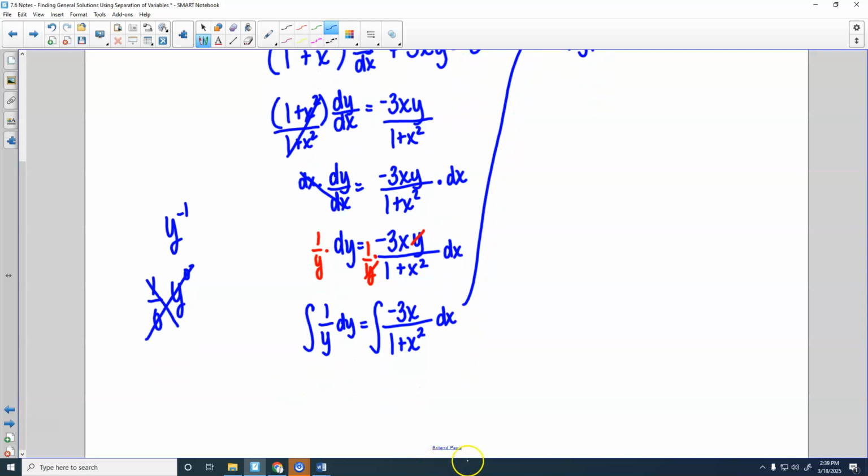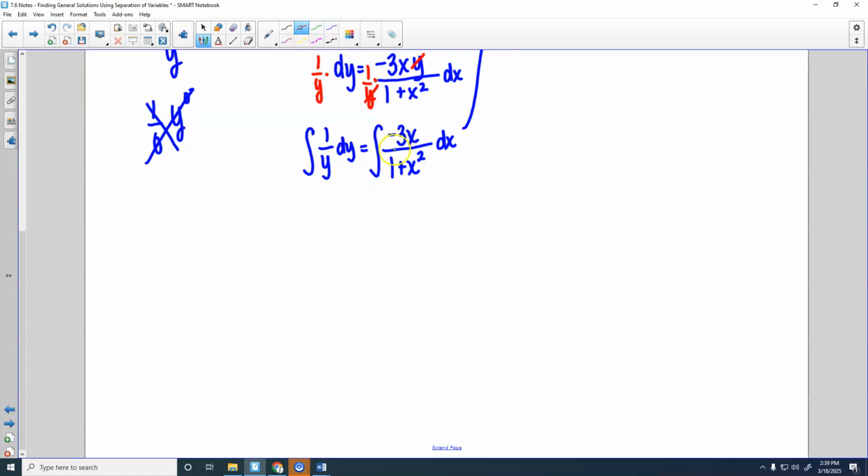On the right-hand side, I need to integrate this. How am I going to do that? This has got to be a u du. So the u would be the 1 plus x squared. The u is going to be the denominator. So du would be 2x dx. So this part right here is my u.